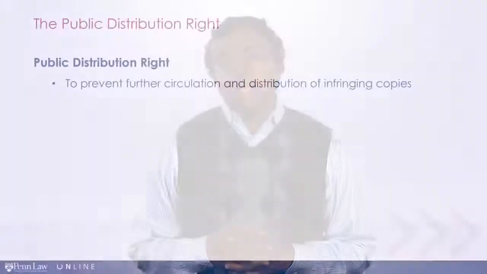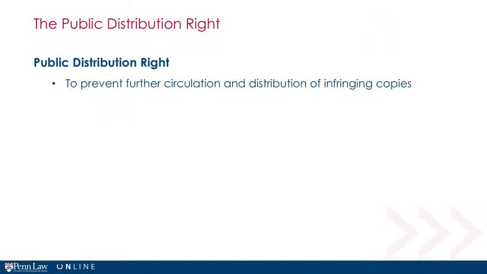The next important right in the bundle of rights granted to a copyright owner under the copyright statute is the public distribution right. The public distribution right is an extremely important right in the marketplace for creative works. And put very basically, it applies to prevent further circulation and distribution of infringing copies. So at its simplest, what does the public distribution right do?